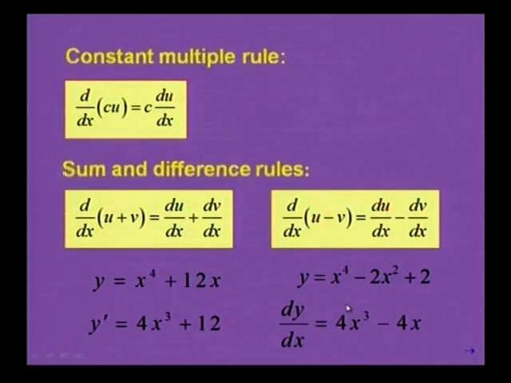Here is another example, x to the power 4 minus 2x square plus 2. The derivative of x to the power 4 is 4x cube, minus the derivative of 2x square, which is 4x, and the derivative of the constant 2 is 0. So, friends, this is the constant and multiple rule.